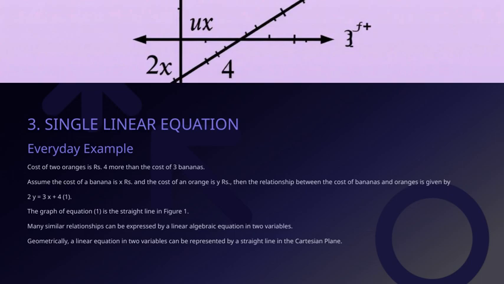To make this more relatable, imagine the cost of bananas and oranges. Let's say the cost of a banana is x rupees, and the cost of an orange is y rupees. The relationship between their costs can be described by an equation. The total cost of 2 oranges is 4 rupees more than the cost of 3 bananas. This is a perfect everyday example of a single linear equation, illustrating how such relationships are everywhere around us. Understanding how to interpret and graph these equations helps us grasp the connections between different variables in a simple, visual way.